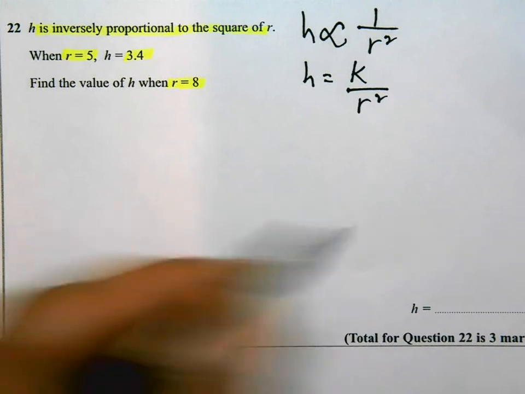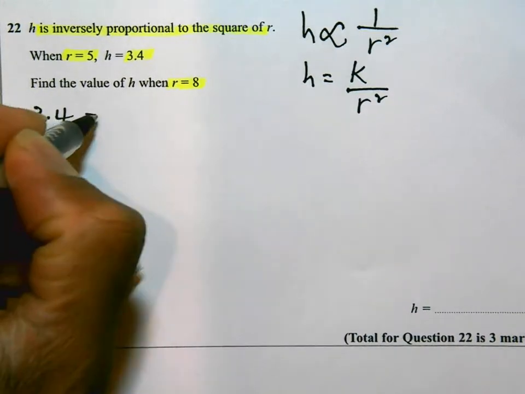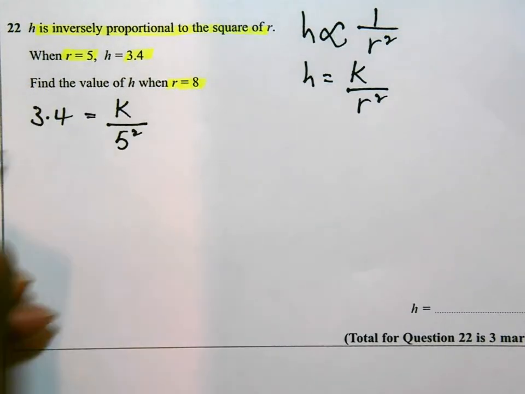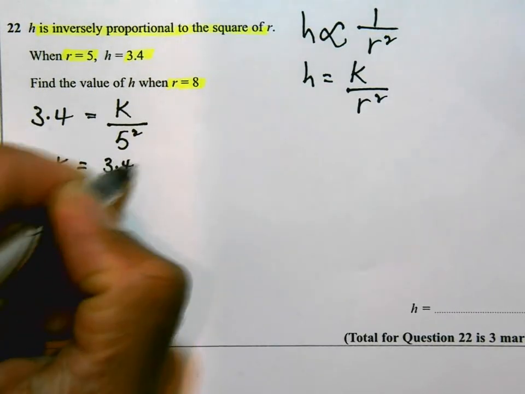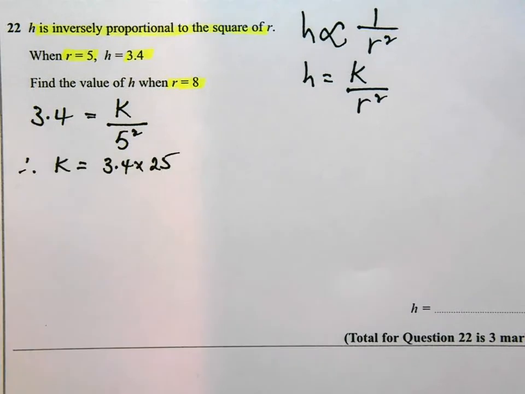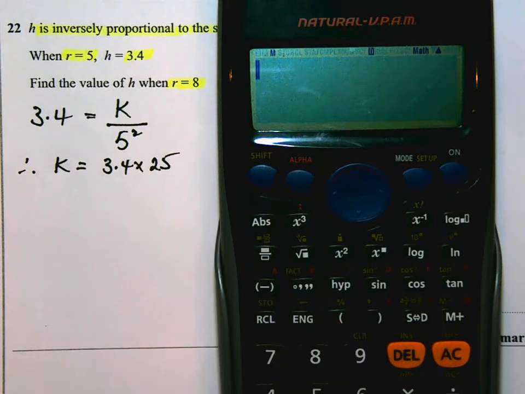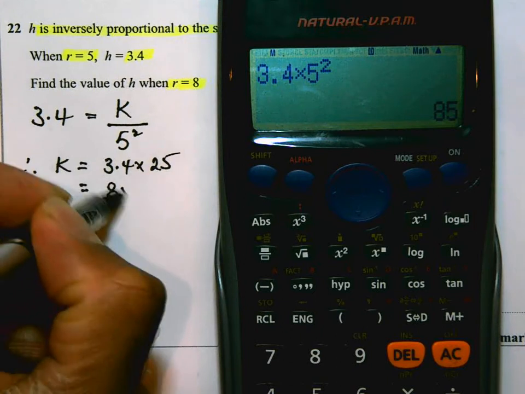So I'm going to use that: 3.4 equals k over 5 squared. Therefore, k is 3.4 times 5 squared, which is 25. I'll use my calculator to work that out. 3.4 times 5 squared equals 85. So that means k is equal to 85.